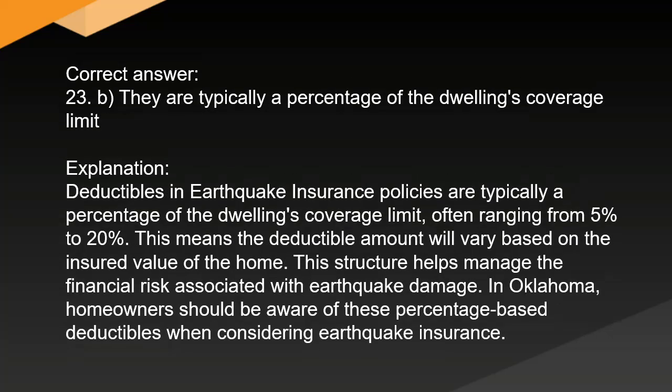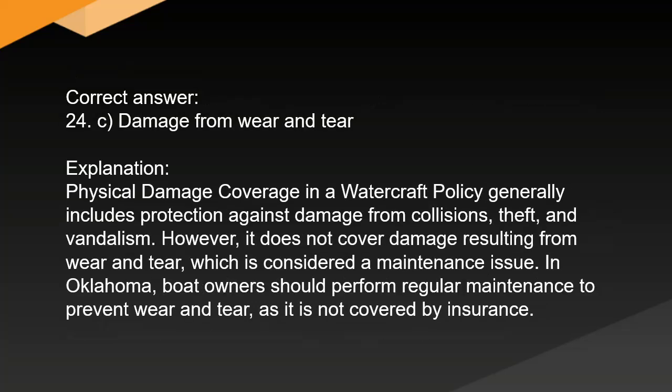Correct answer: B. They are typically a percentage of the dwelling's coverage limit. Explanation: deductibles in earthquake insurance policies are typically a percentage of the dwelling's coverage limit, often ranging from 5% to 20%. This means the deductible amount will vary based on the insured value of the home. This structure helps manage the financial risk associated with earthquake damage. In Oklahoma, homeowners should be aware of these percentage-based deductibles when considering earthquake insurance.